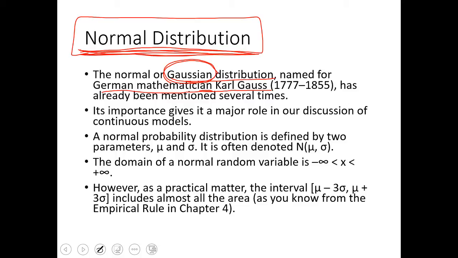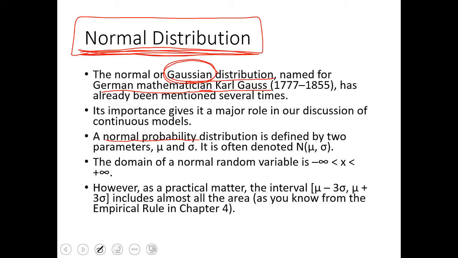So many students ask me whether the normal distribution and the Gaussian distribution are the same or not. They are exactly the same. Gaussian distribution is normal distribution and normal distribution is Gaussian distribution.